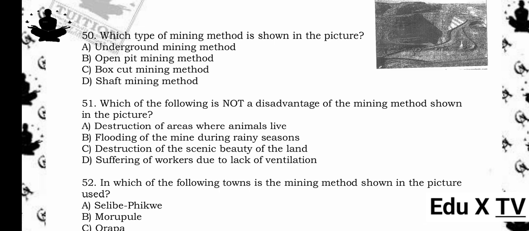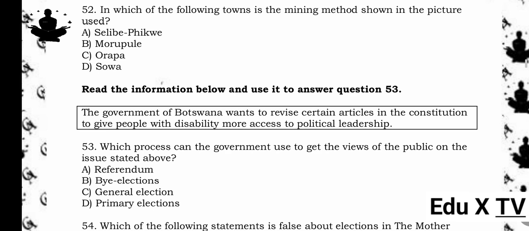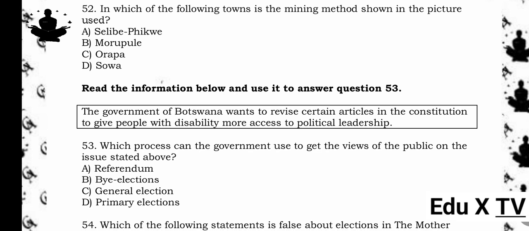underground mining. 52. In which of the following towns is the mining method shown in the picture used? A. Selibe Phikwe. B. Morupule. C. Orapa. D. Sowa. The answer is A. Selibe Phikwe. Reason being, Phikwe is known for its copper and nickel mining, which typically uses open pit mining methods.